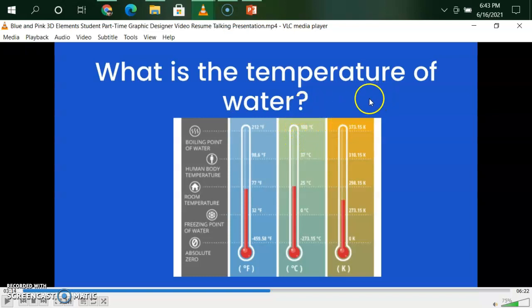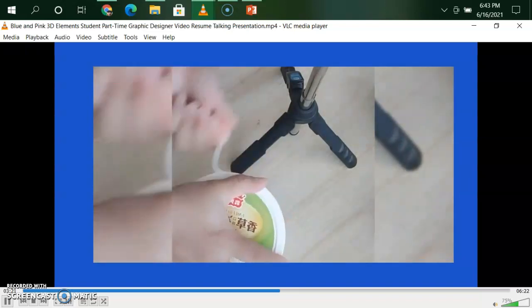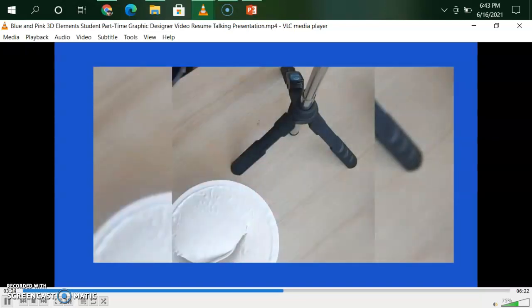So in my experiment that you're going to see afterwards, we are going to find the melting point of ice. All right, let's continue with this. Okay, this is the experiment I was telling you about. The change from solid state to liquid state is called melting. The melting point is the temperature at which a substance changes from solid to liquid.